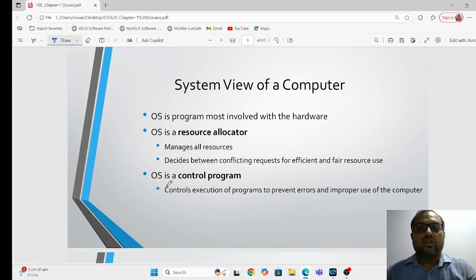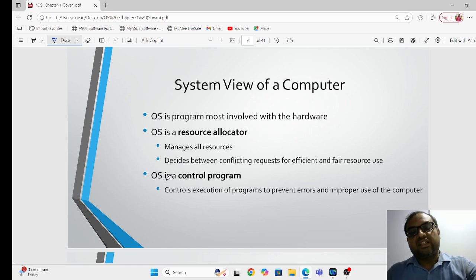Now, in the system view of computer systems, the operating system is a program that is mostly involved with the hardware, and it is a resource allocator. The operating system's first task is to allocate resources. It allocates the resources which are free, and for those which are busy it takes decisions, and if a resource is not free, it can free it. When a process completes its task, another process gets a chance to access the same free resource. This management of all the resources is done by the operating system.